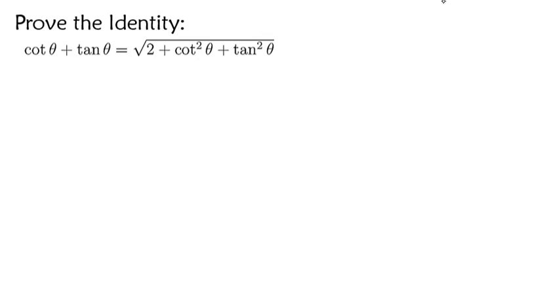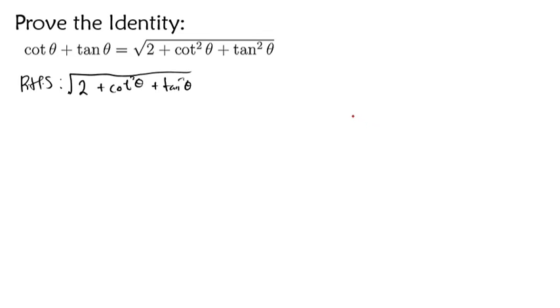Alright, so let's prove this identity. So to start with, we're going to choose to work with the right hand side. So on the right hand side, we have the square root over 2. We have the cot squared plus tan.